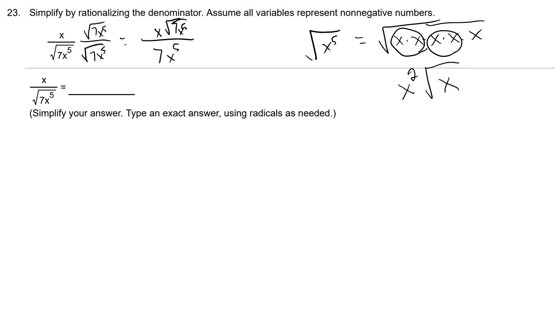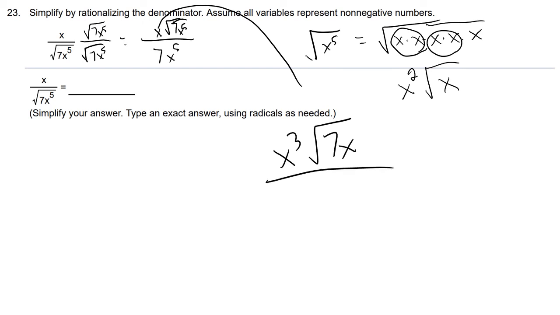Which means if I were to put that with the x I already have, on the top I end up with x cubed, square root of 7x, remember that 7 is stuck in there, over 7x to the 5th. This is not all the way simplified. It's always a bummer when we do such great work and then we end up with the wrong answer because there was one more step.